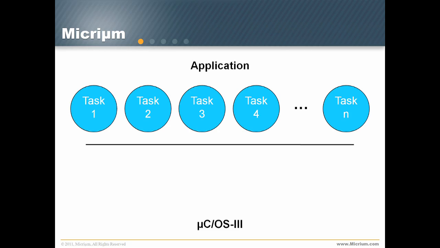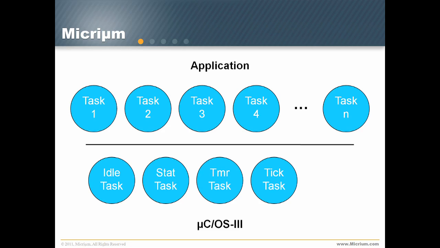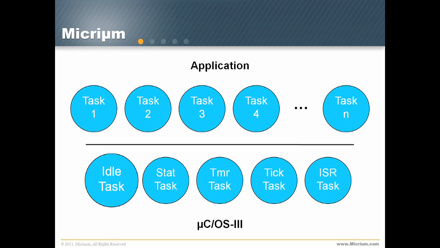MicroCOS3's internal tasks perform a variety of jobs, including keeping statistics, offloading work from interrupt handlers, and updating the data structures involved in different kernel services. How many of these tasks exist alongside an application's own tasks depends on how the kernel is configured. One internal task that is always present, though, is the idle task. This task is run by the kernel when there is nothing else to do. In other words, it is run when there are no application tasks ready to run.